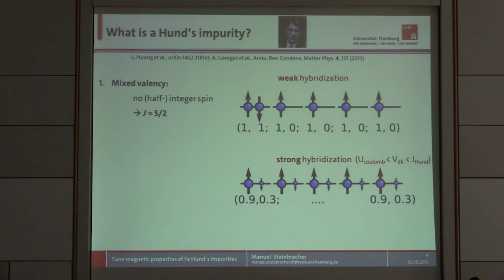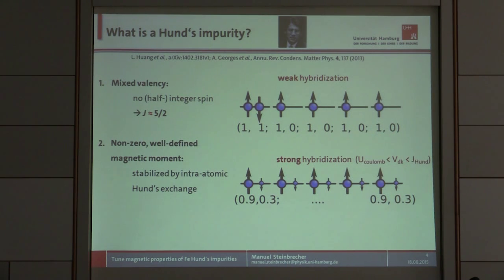So these large charge fluctuations then will lead to a mixed valency, which leads to a spin which is not integer or half integer anymore. And for our system, you will see it will be something like approximately 5/2. And this means that we have a strong hybridization with the substrate, where the hybridization is larger than the Coulomb energy, but not big enough to overcome the Hund's exchange. And this leads to the second need, which is necessary to form a Hund's impurity, which is a maintained magnetic moment, which is then stabilized by intra-atomic Hund's exchange.